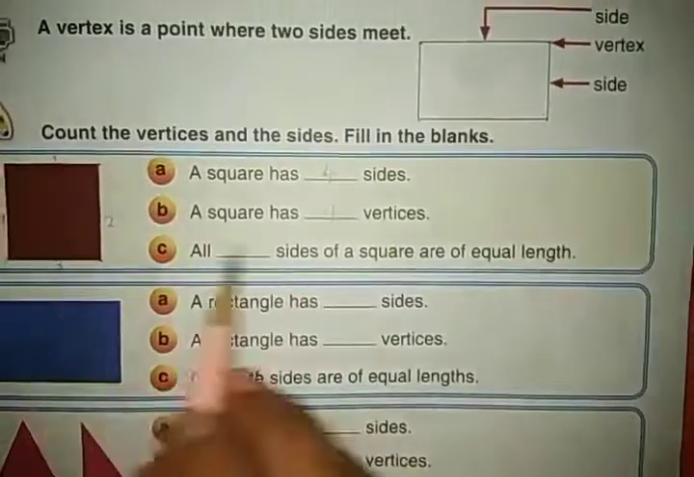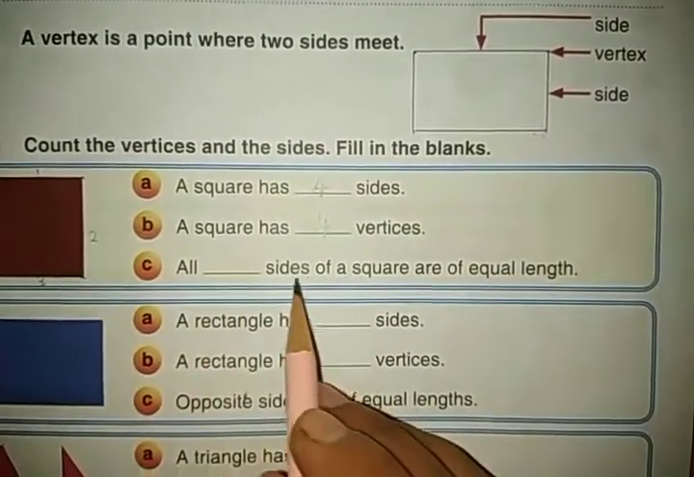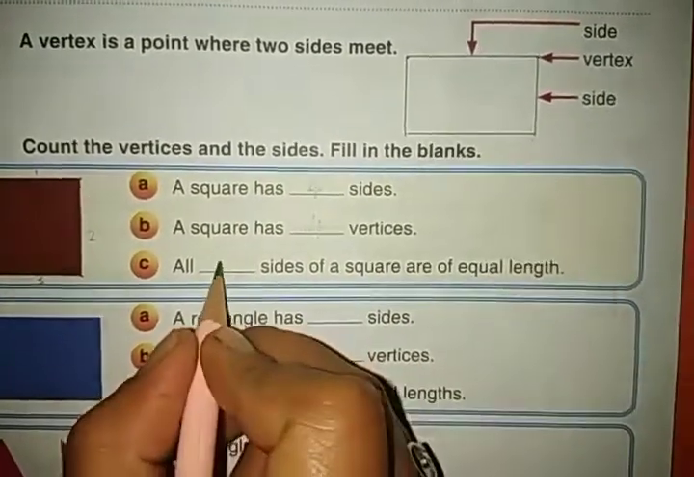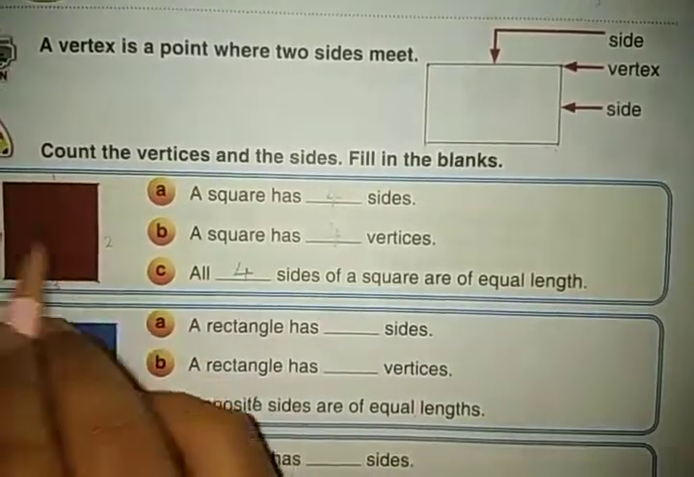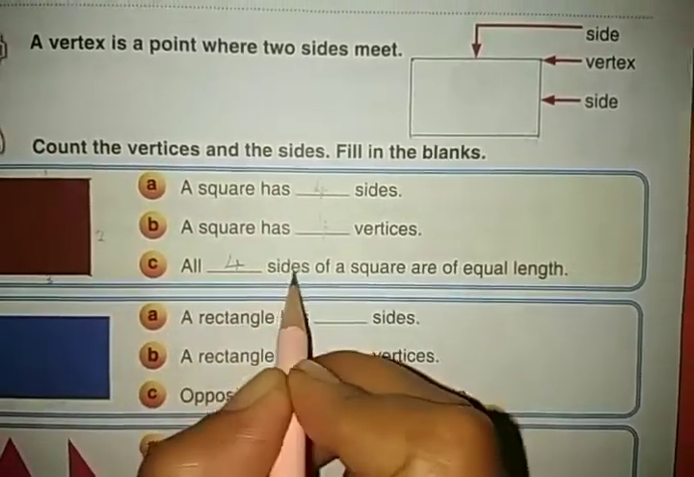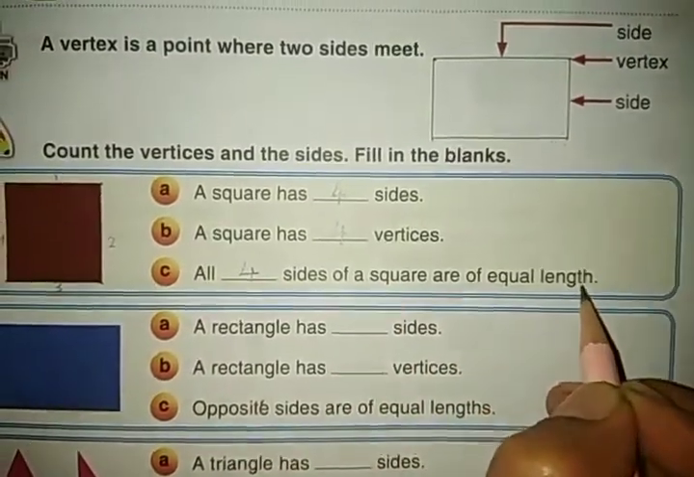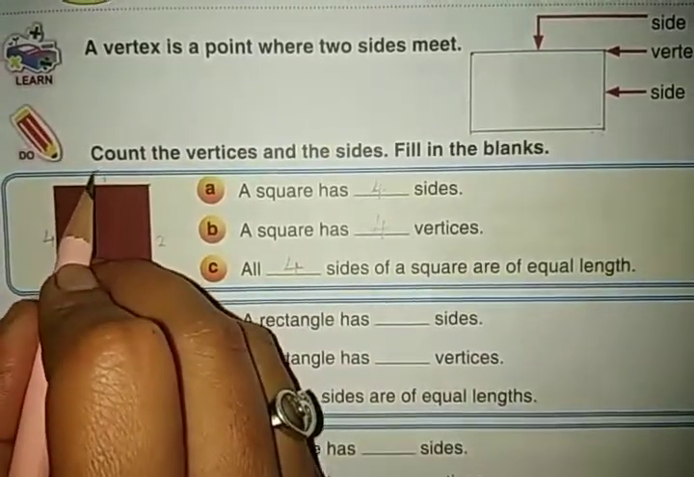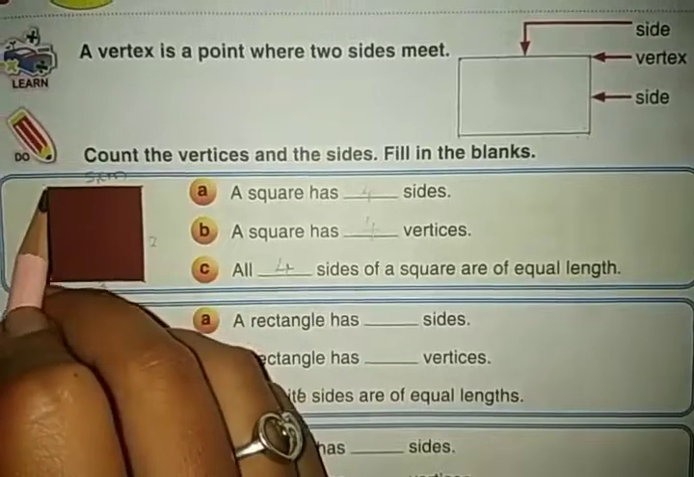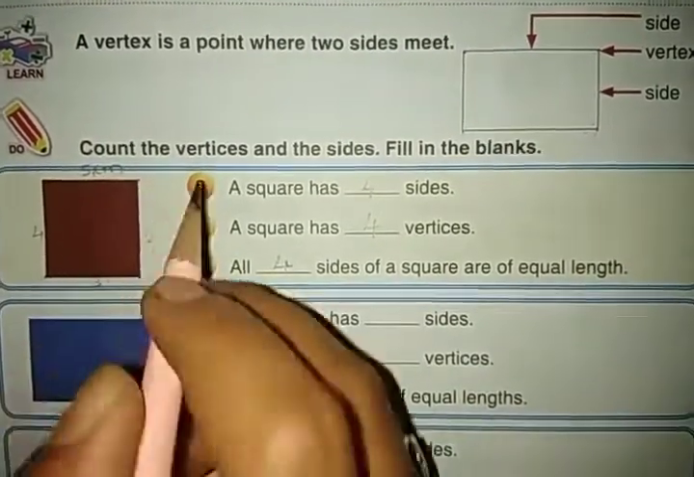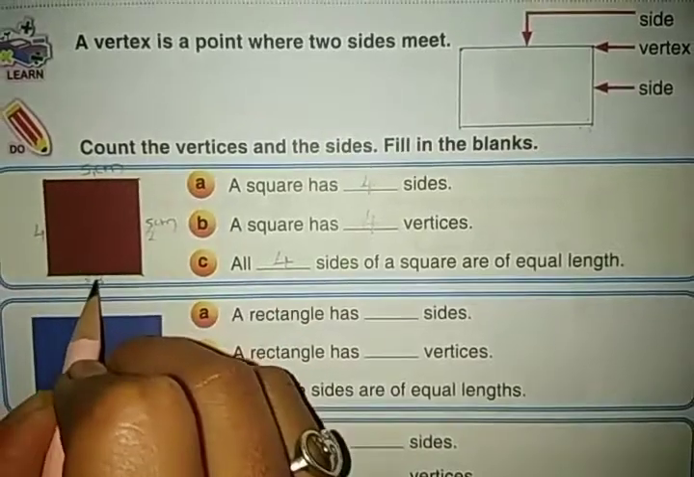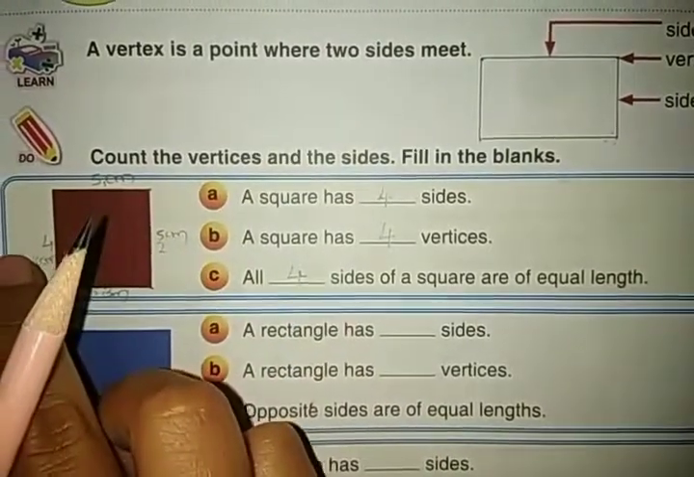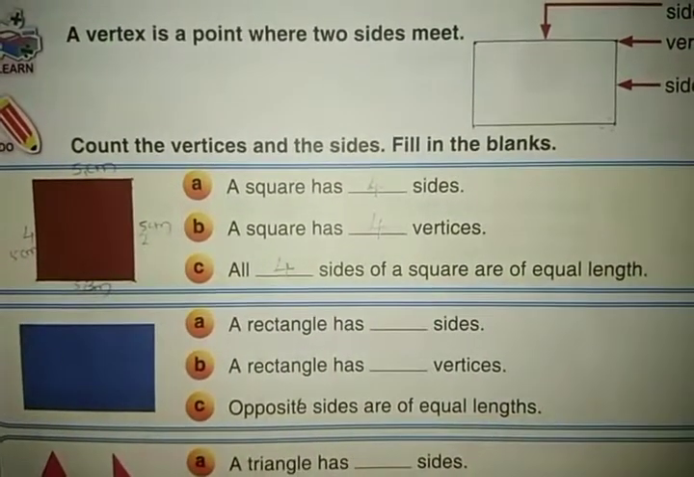Now see the question. All dash sides of a square are of equal length. All 4 sides. How many sides it has? 1, 2, 3 and 4. So all 4 sides of a square are of equal length. All the 4 sides are equal in length. Okay, think that it is 5 centimeter. If this length is 5 centimeter in a square, then this also 5 centimeter, this also 5 centimeter, and this one is also 5 centimeter in length. All 4 sides are of equal in length in a square.